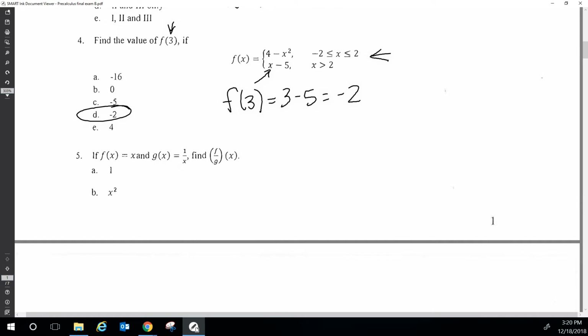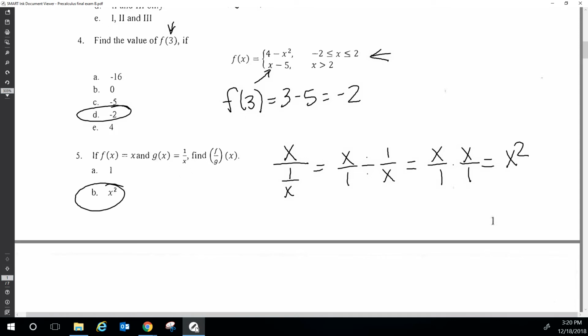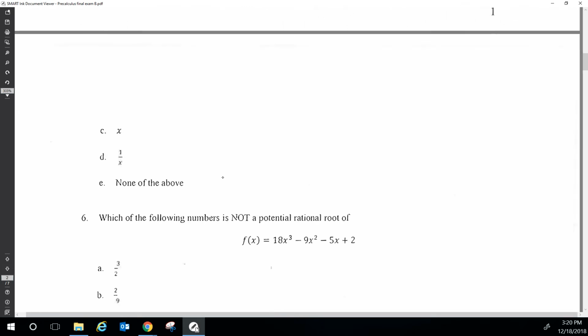All right, number 5, f of x is x, and g of x is 1 over x. They want us to find f over g. So I'm going to put x divided by g of x, which is 1 over x. This is x over 1 divided by 1 over x. We're dividing fractions, so we're going to multiply by the reciprocal. x times x is x squared over 1. So your answer would be B.